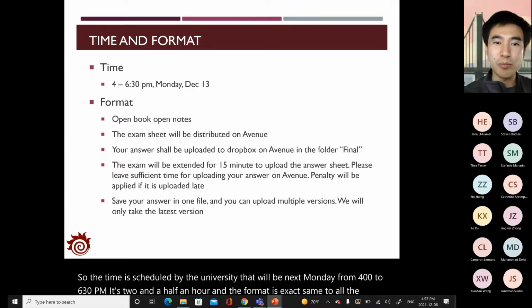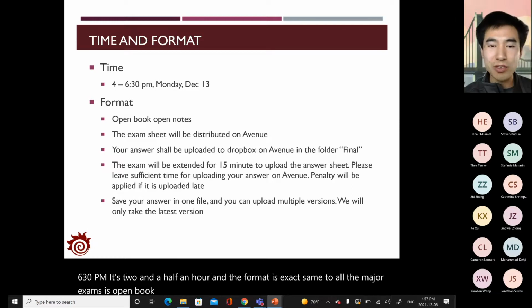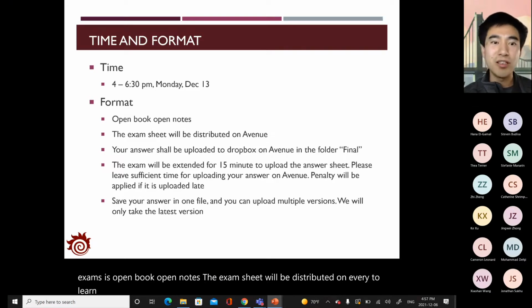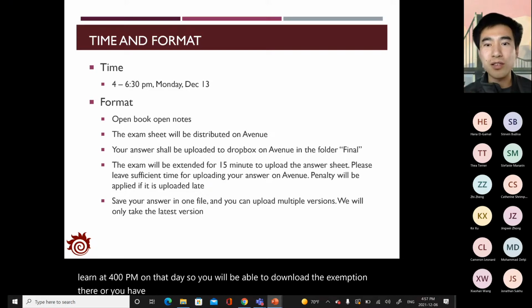And the format is exactly the same as all the midterm exams: open book, open notes. The exam sheet will be distributed on Avenue to Learn at 4 p.m. on that day. So you will be able to download the exam sheet there.